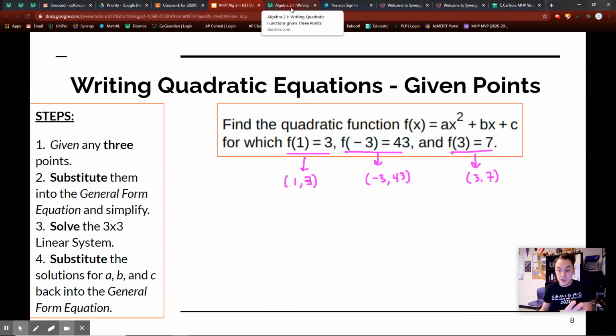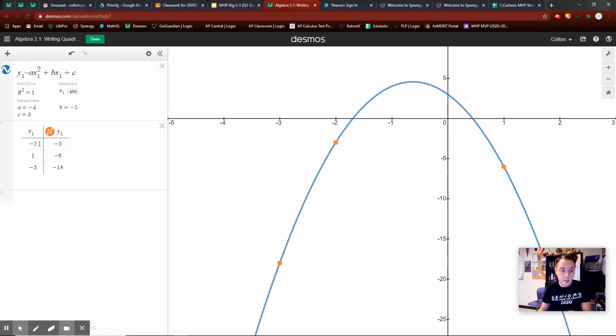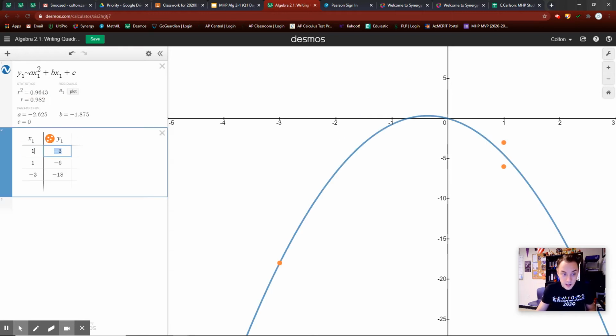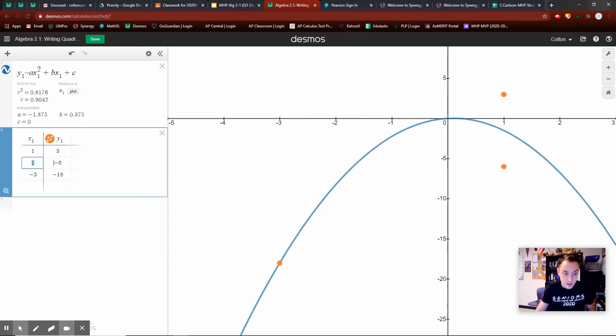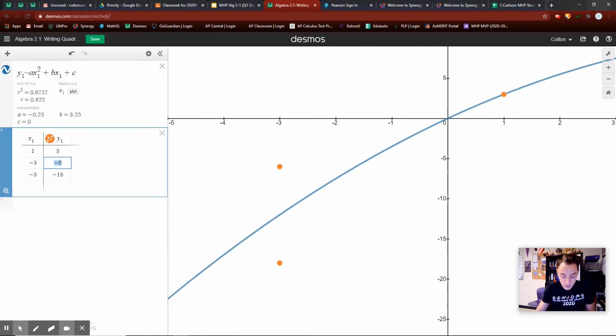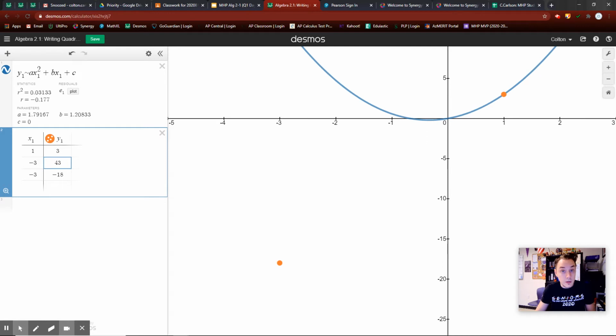Okay. Make sure you get these points down. I'm going to plug them in right here. So these points, my first one was 1, and then I'm going to scroll over and just type in 3. Okay. My second point was -3. I'm going to scroll over and just type in 43. Okay. You'll start to see it kind of mess around, right?